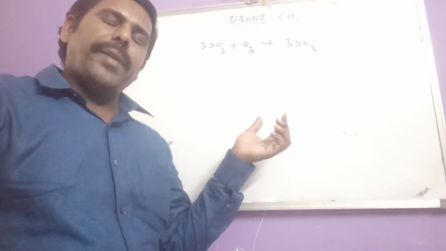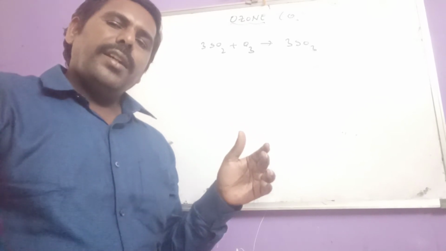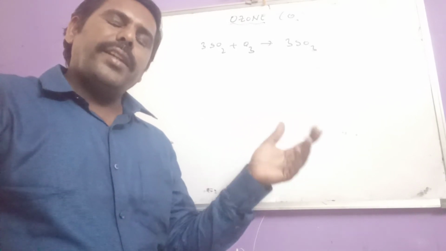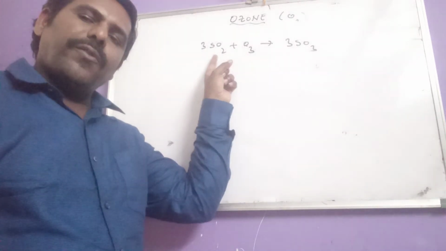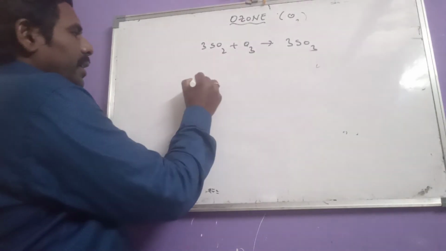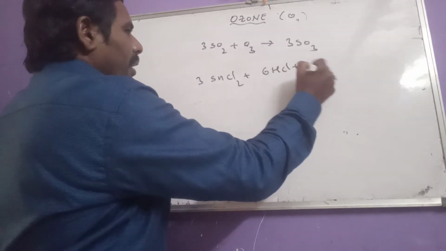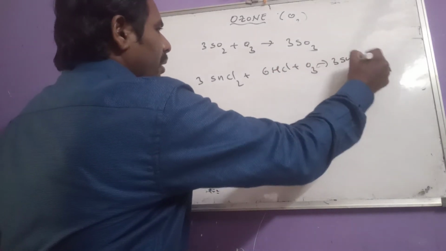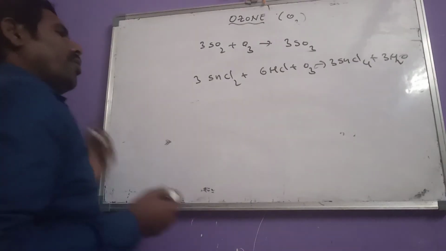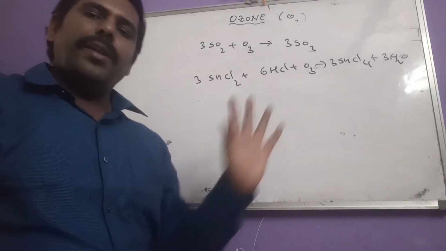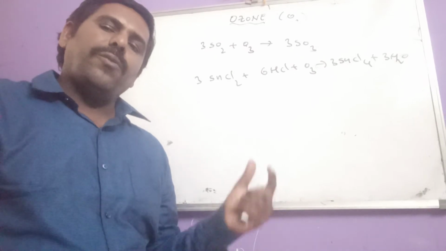So this question they may give in competitive exams. In which of the following oxidations by ozone is oxygen gas not liberated? First one is oxidation of sulfur dioxide. And another one, stannous chloride in acidic medium is oxidized to stannic chloride. So now what we can get is water. In this also oxygen gas is not liberated. So these are the oxidizing properties of ozone.